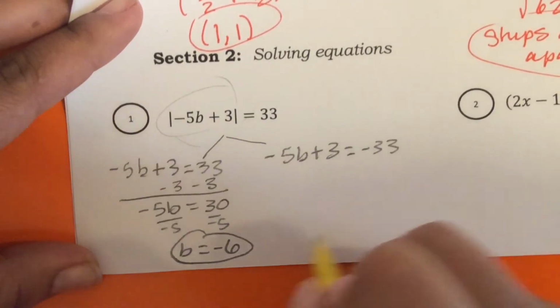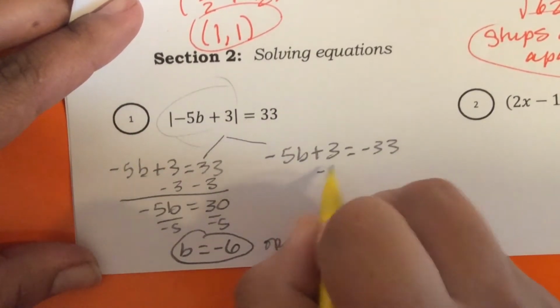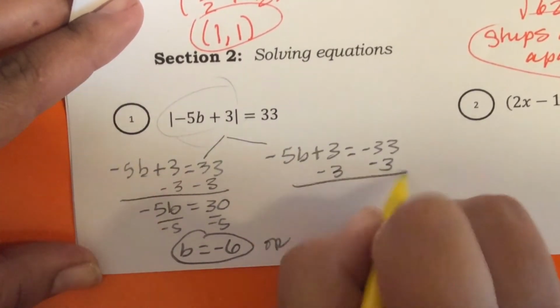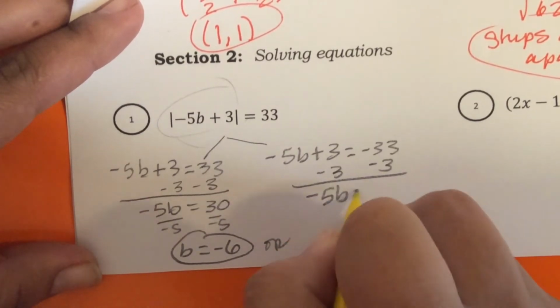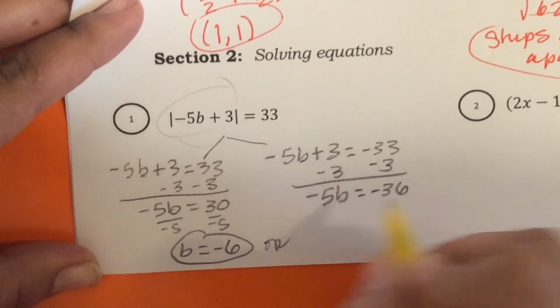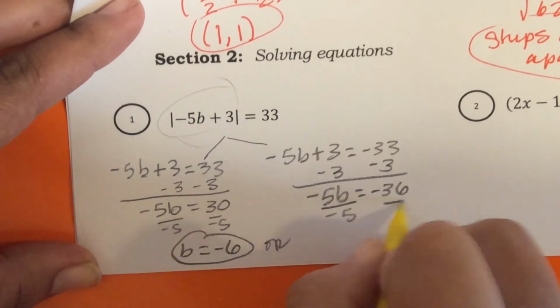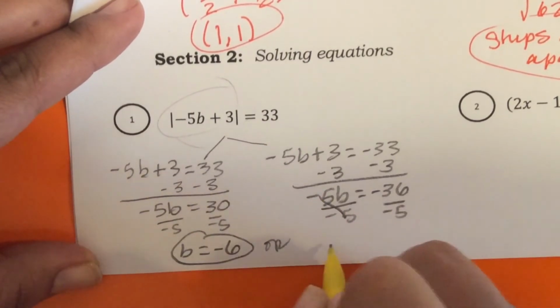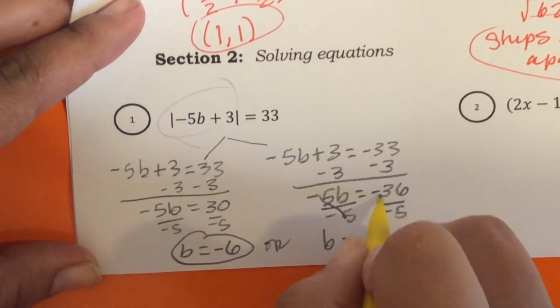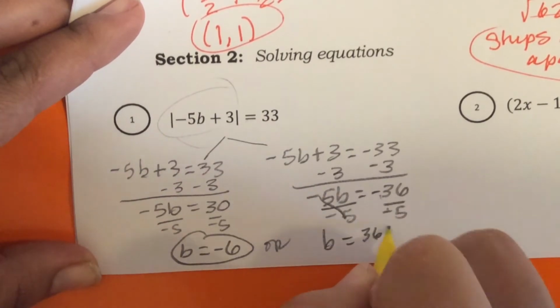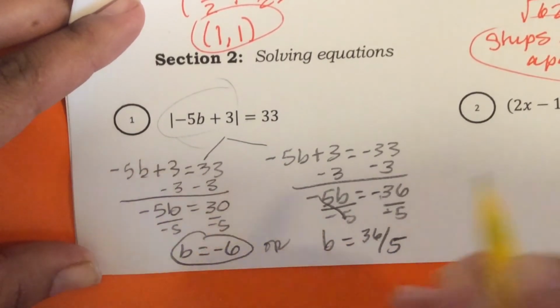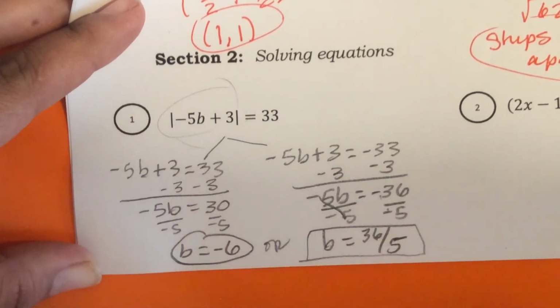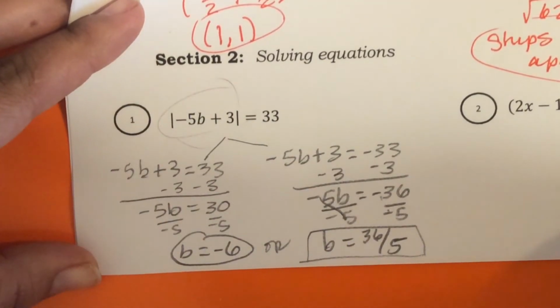And then the other one, you're going to subtract the 3 over here, so that's negative 5b equals negative 36. Divide by negative 5. So that's going to be b is equal to negative, and a negative is a positive, 36 over 5. You don't have to reduce that because it cannot be reduced. So those are your two answers. You have to have two answers.